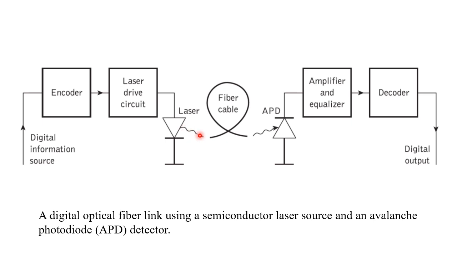That optical signal will be coupled to the fiber, optical fiber cable, and then it will come to the receiver side. In the receiver side, we have avalanche photodetector that will actually be the optical to electrical converter, and then the received signal will be amplified and equalized. And after that, we have the decoder because we have used encoder. So we have to use a decoder, and finally we will have a digital output. So when we have a digital optical link, our block diagram will be like this.